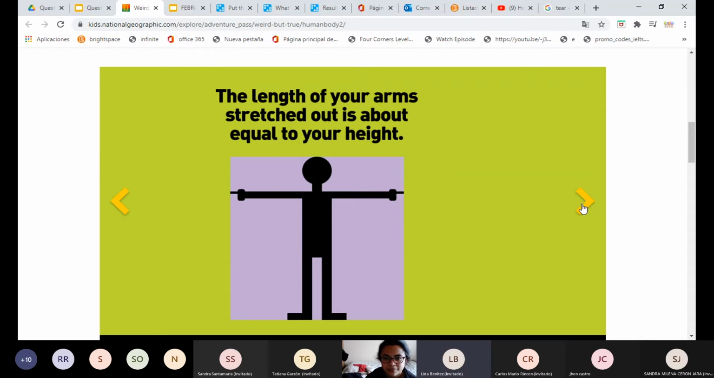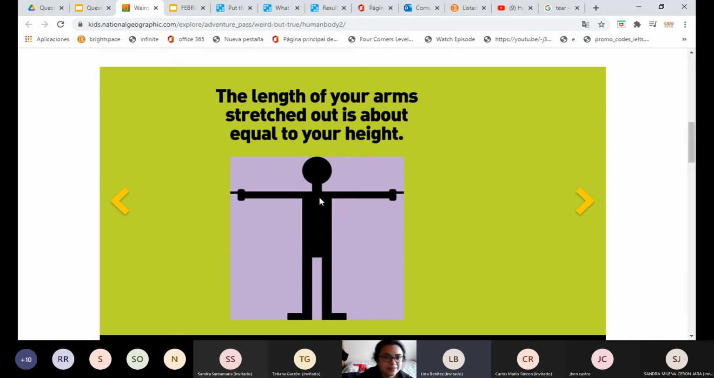How far? Yeah, that's true. But what is the comparison there? What is the comparison there, Lida? The length of your arms and the height? And tall? Exactly. The tall, or the height. The height. That's true.